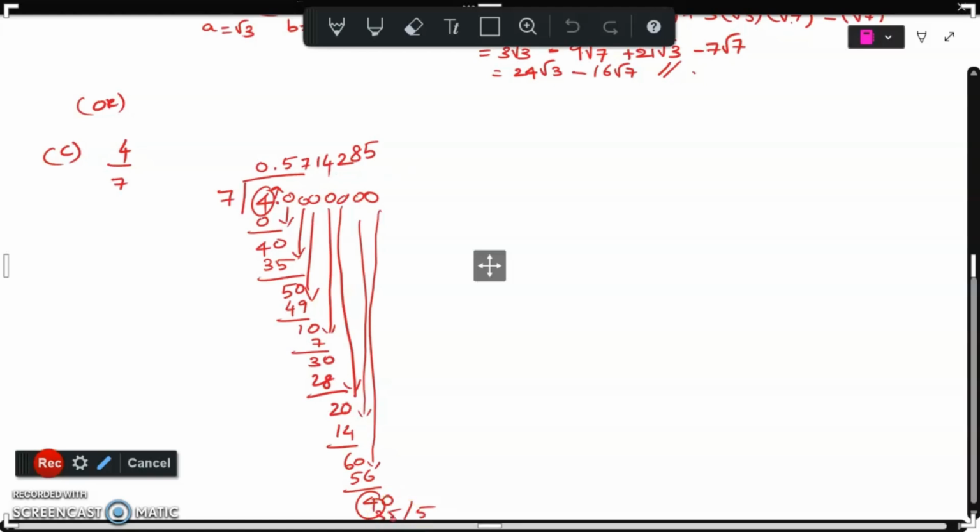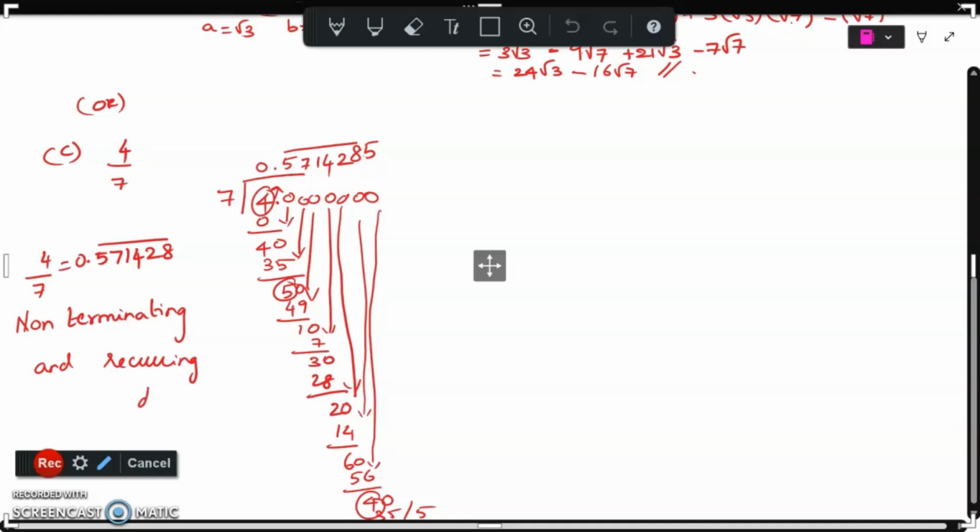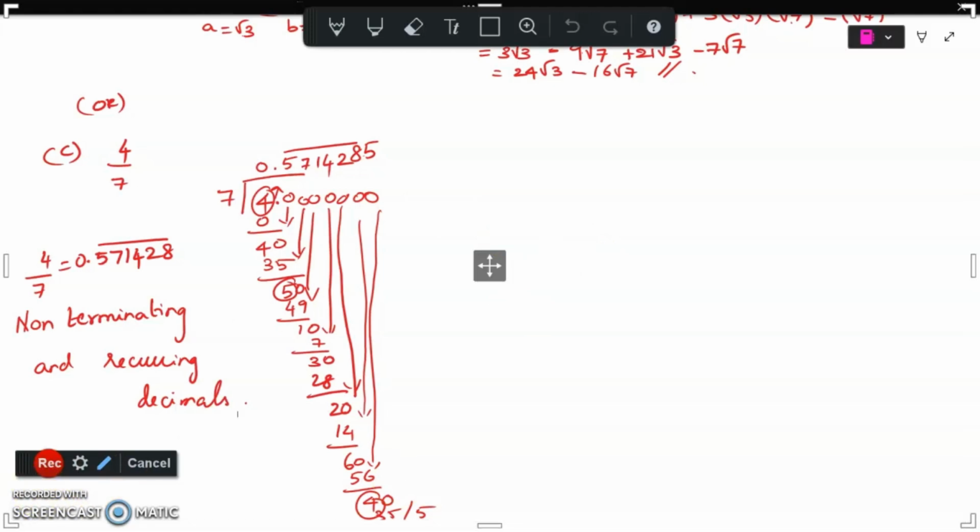So the remainder again keeps on repeating. Hence the decimal quotient also repeats. Hence I can put a bar on top. So 4 by 7 is written as 0.571428 with a bar over the repeating digits. So this we call non-terminating and recurring decimals. Clear? So this is the answer for the case study question.